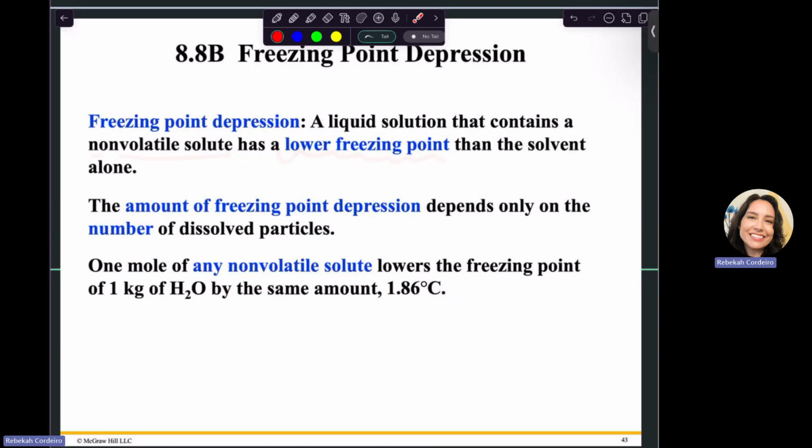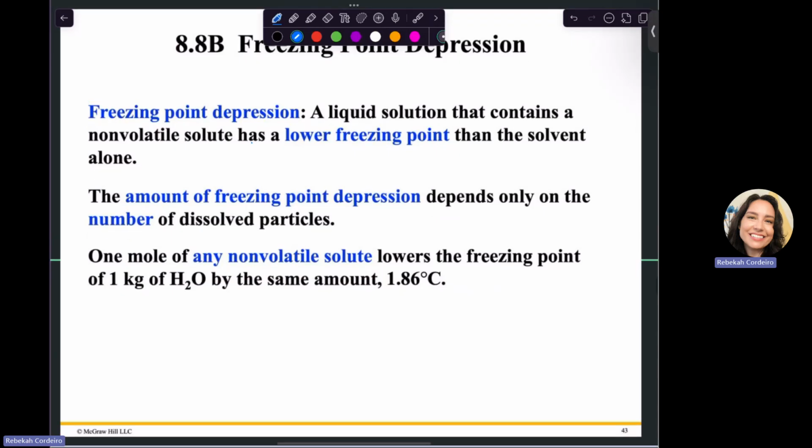Hold on. Not the non-volatile solute doesn't have a lower freezing point. That's false. The liquid solution has a lower freezing point now than the solvent alone. That's the point. So salt water has a lower freezing point than pure water. This is a confusing sentence.